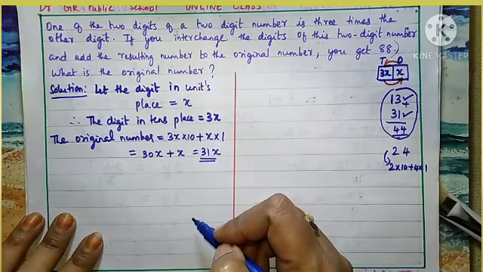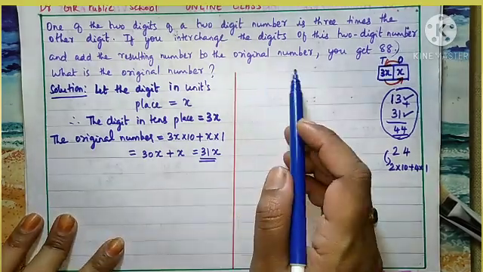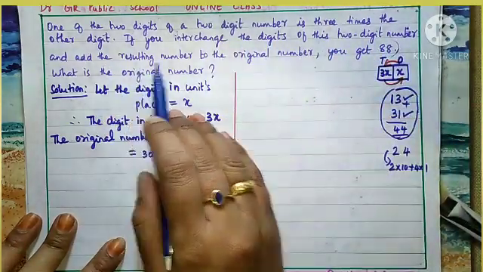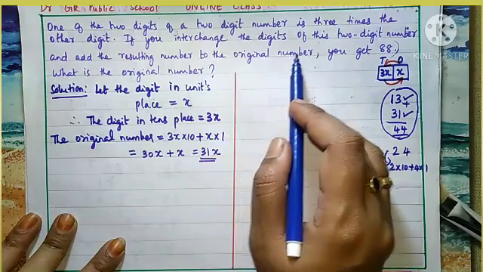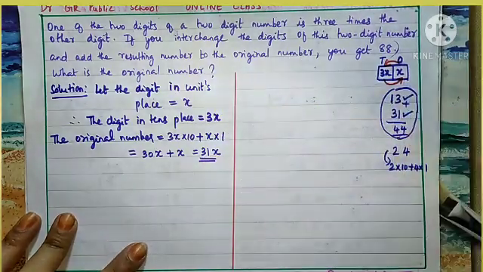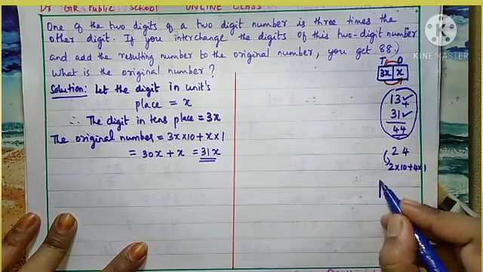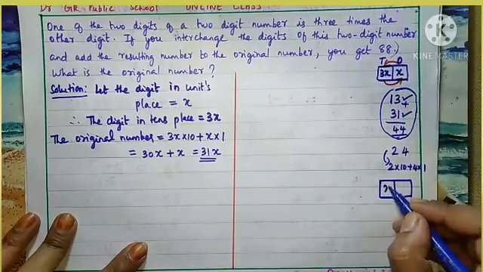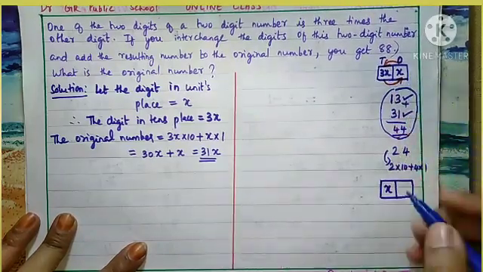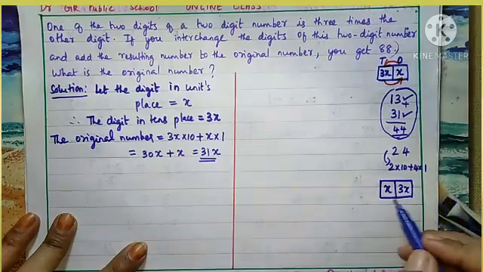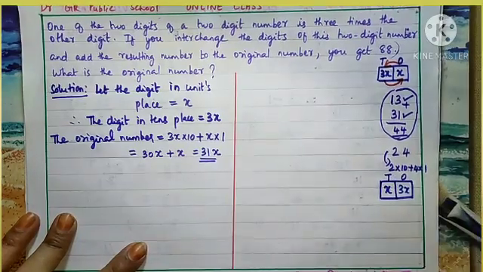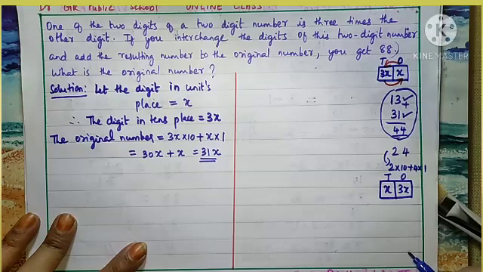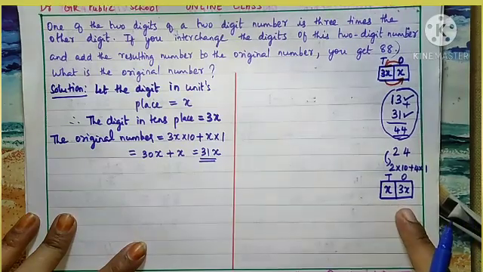Now what is given in the question? When you interchange the digits of this 2-digit number and add the resulting number to the original number. So when you interchange, what happens? x will come to the tens place and 3x will go to the ones place. So this is the thing after interchanging.